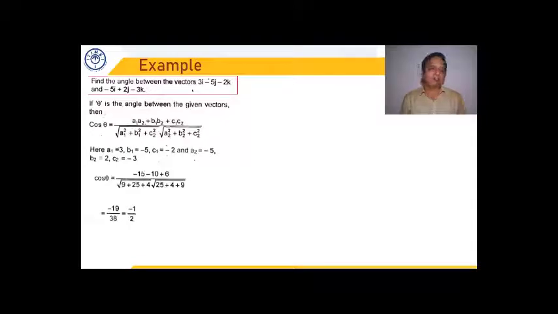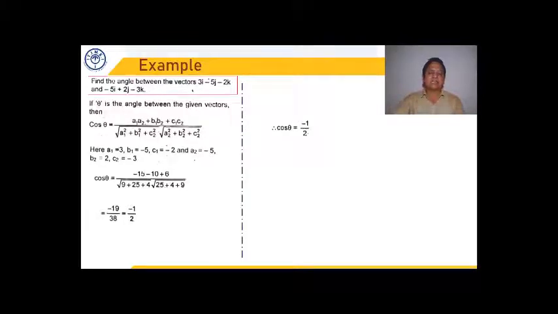Denominator: 9 plus 16 plus 4 is root 29, and the second bracket is 25 plus 4 plus 9, root 38. So we get the value of cos theta, and theta is cos inverse of that value.